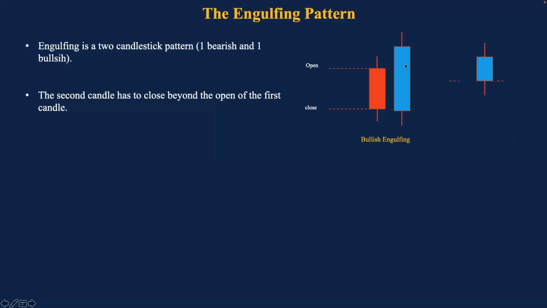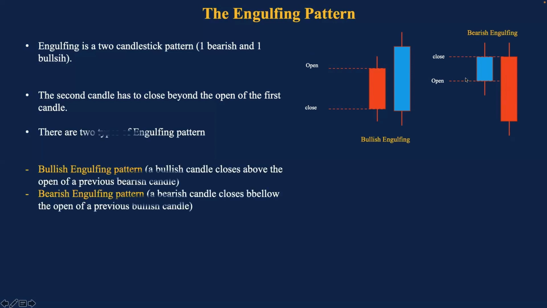Okay, so look at this one too. Open, close, and then we have closed beyond the open of the candle. So it's still an engulfing. All right. So now there are two types of engulfing. You have bullish engulfing and bearish engulfing, which I believe all of you know. And the definition is just based on how the candle is closing beyond the open of the first candle.